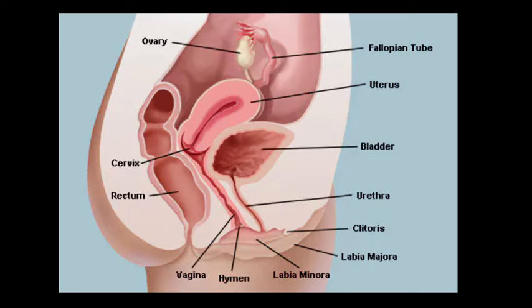Okay, and the remaining is the number. If you have 14, then you call that day ovulation, the day when your ovary releases an egg from your ovaries.